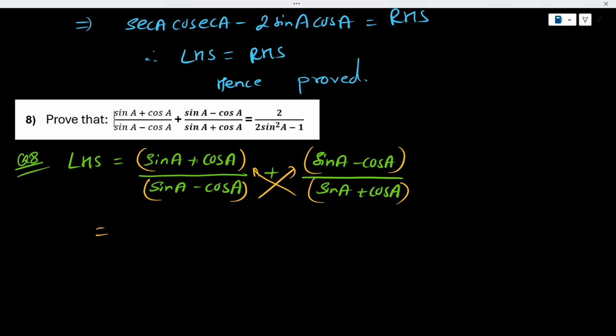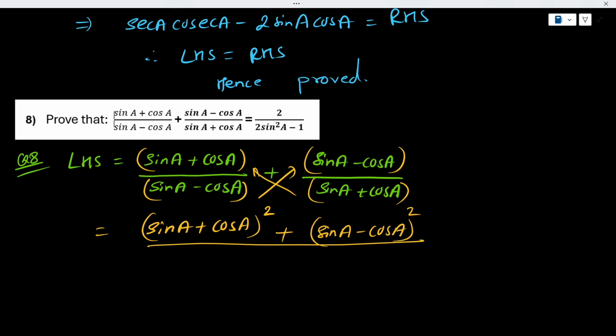So sin A plus cos A multiplied with the first numerator will become sin A plus cos A whole square, plus same thing, sin A minus cos A gets multiplied with the second numerator, it will become sin A minus cos A whole square, and then you take the product of the denominators. Now the product is in the form of a plus b times a minus b, and it will become a square minus b square. So in the denominator you will get sin square A minus cos square A.